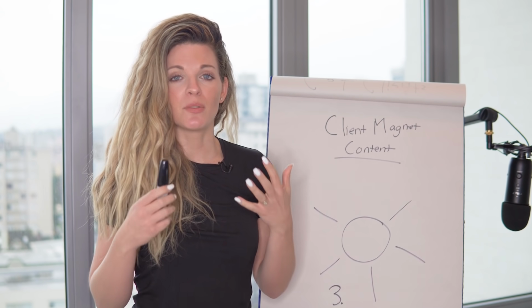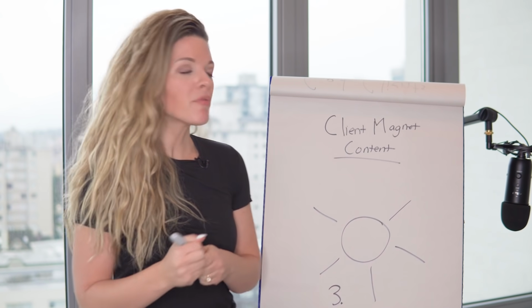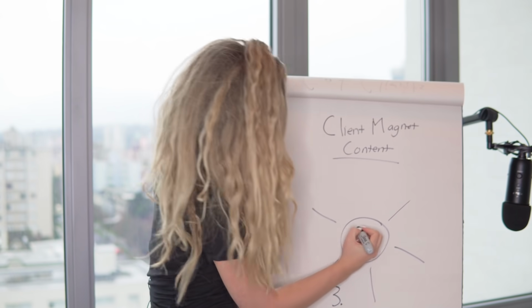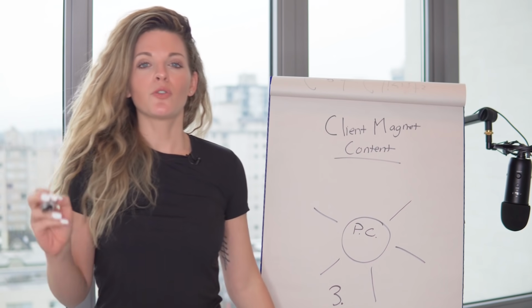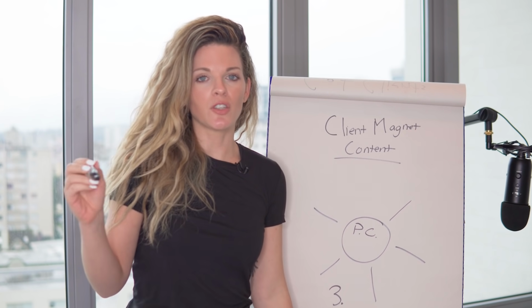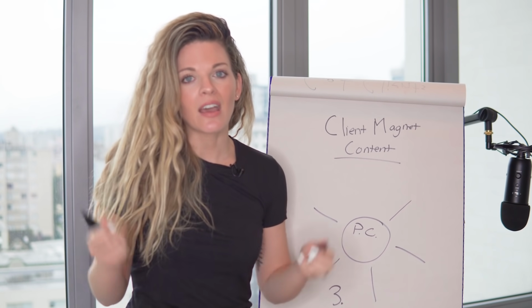So the strategy is centered around something we call profitable content. Profitable content really is the center of the system. So we put that here. Profitable content is content that you create that actually turns into clients. So it turns viewers, followers, likes, subscribers into paying clients.